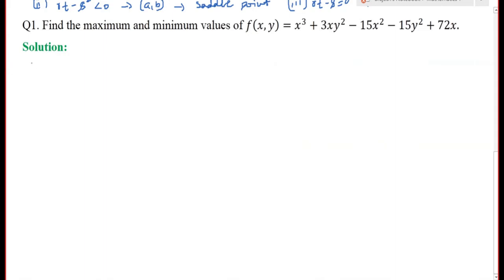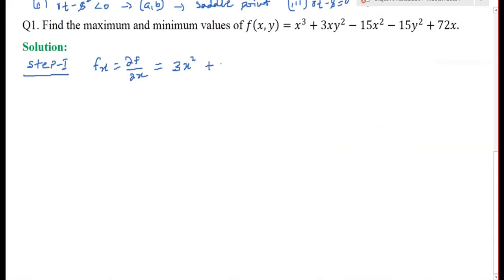So step 1, you remember, we should go for fx, that is del f upon del x. It is a partial differentiation of f of xy with respect to x, and in that case we keep y as a constant. So x cube is going to be 3x square plus 3xy square.